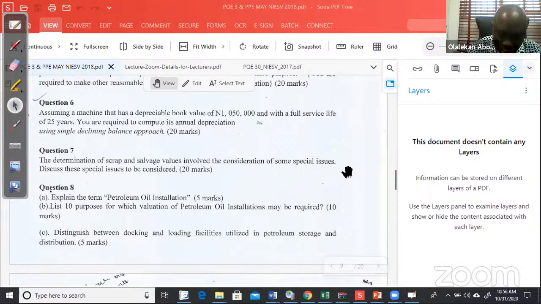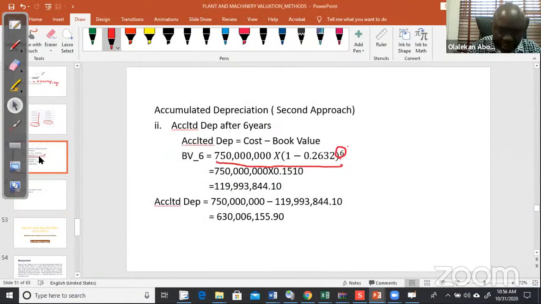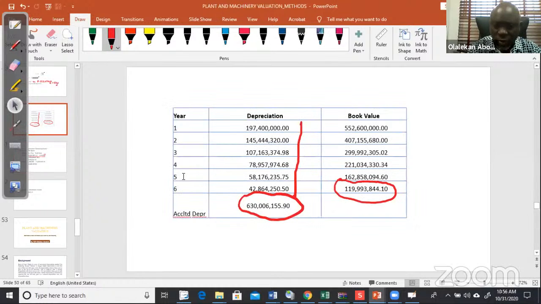Okay, quickly, let me go to that last slide and talk about accumulated depreciation. Let me start from here, please. You see, accumulated depreciation is the summation of all depreciation. In this question it is 6 years. Depreciation for year 1, year 2, year 3, year 4, year 5, and year 6 added together. That's accumulated depreciation, and that's what we have here.